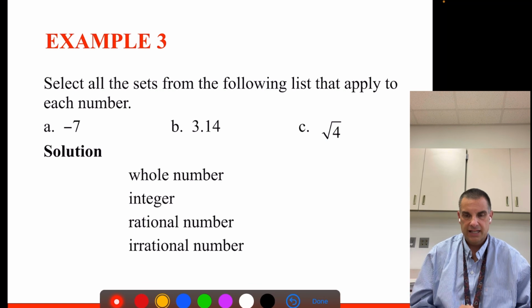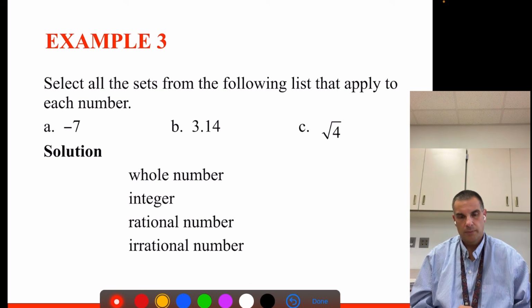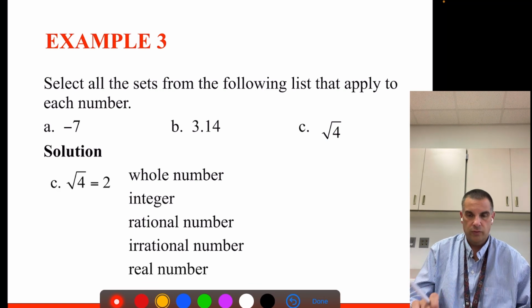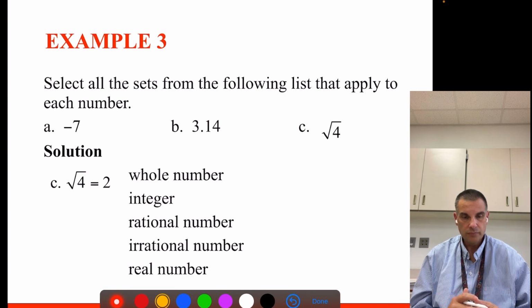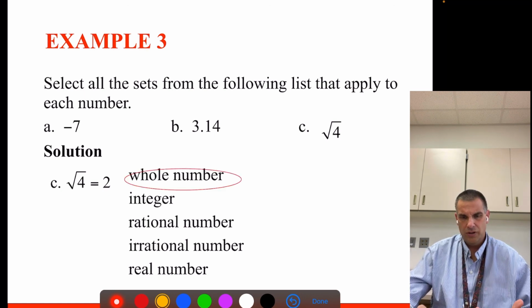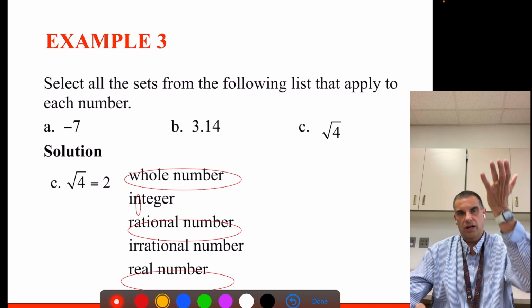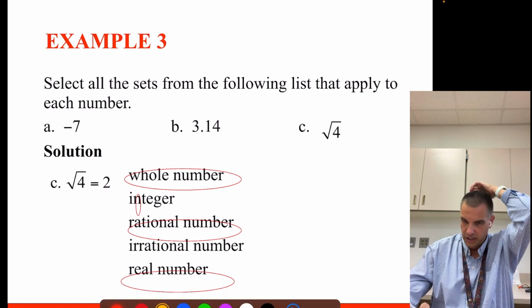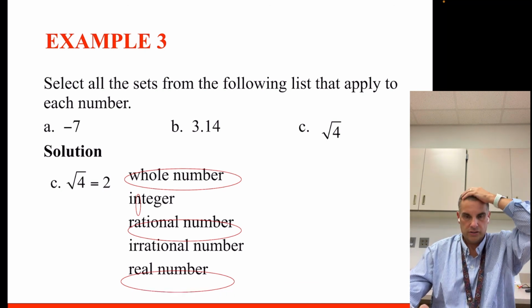If we look at the last one, the square root of 4, well, the square root of 4 is 2. So the smallest set that it belongs to is whole number. Since it's a whole number, it's also an integer, it's also rational, and it's also real. So again, you're going up that line when you're saying which ones they go towards.